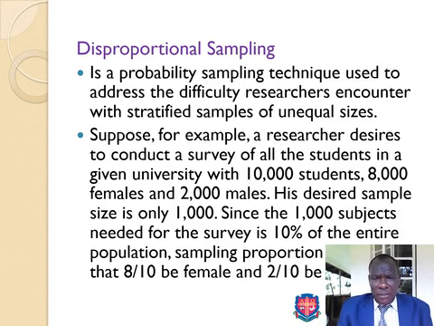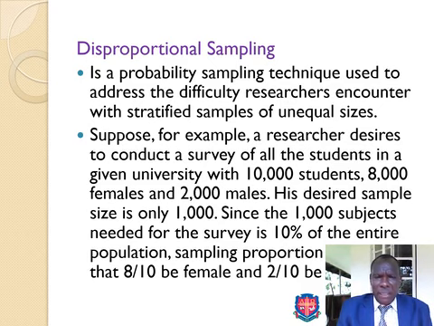Having looked at all the 5 random sampling techniques, we also want to look at a concept called disproportional sampling. What is this? In a probability sampling technique, we normally address the difficulty researchers encounter with stratified samples of equal sizes. Suppose, for example, a researcher desires to conduct a survey of all the students in a given university, and that university has 10,000 students.